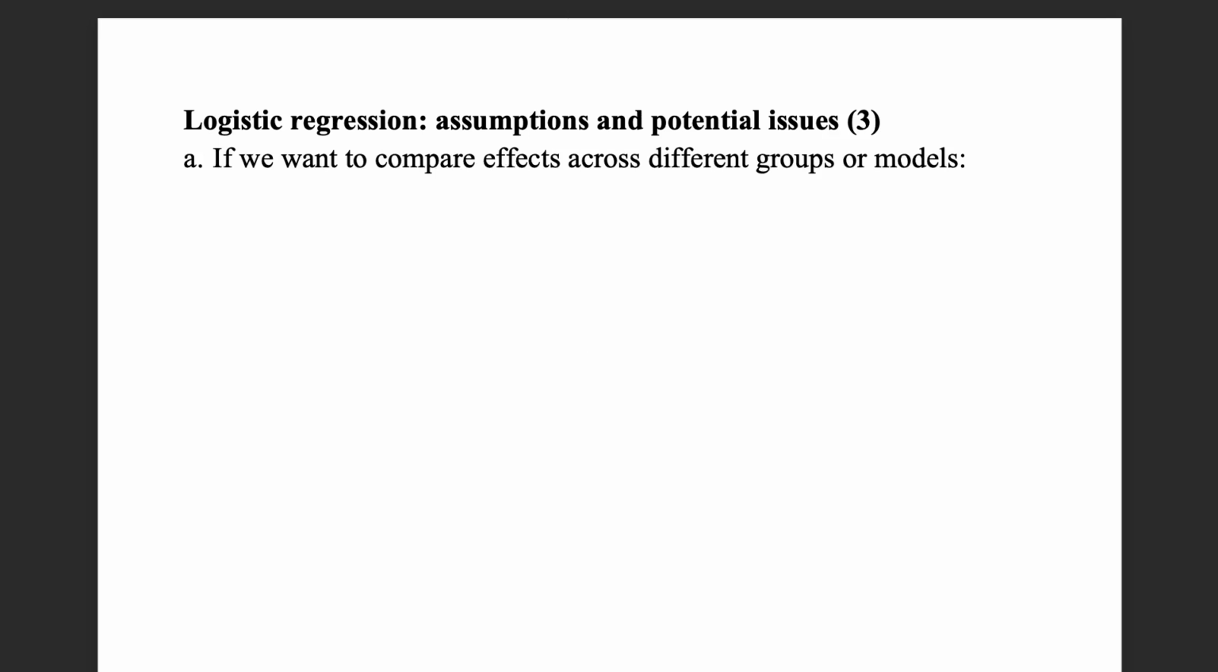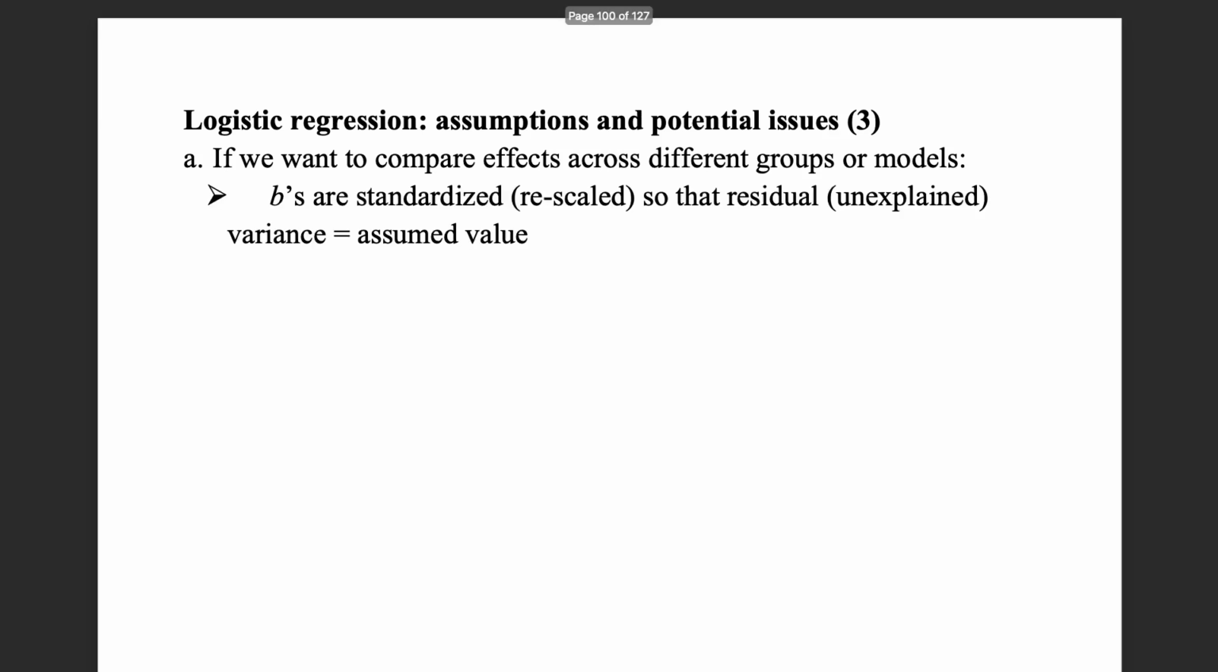So let's first consider the first situation. If we want to compare effects across different groups or different models. So exactly what is the issue here? Well, our coefficients in a logit model are in a sense standardized. So we change the scale in such a way that the residual variance in our model, so the unexplained part of the variance, is that one value that we assume it to be, again, which works out in certain formulation of the model to around about 3.29. So, but the important part is we are rescaling our regression coefficients so that residual unexplained variance exactly takes this one value, the only value that it can take.